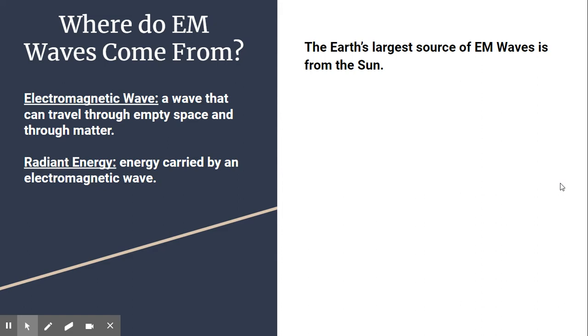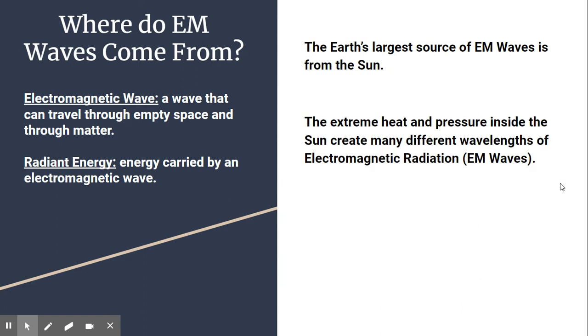Electromagnetic waves that reach the Earth generally come from the sun. It's our largest source of electromagnetic radiation, and that's simply because it's the closest source to us. If you look at all of the stars in the sky, each one of them is producing light, each one of them is giving off electromagnetic waves. But the sun is the closest one to us, and so it generally hits us with the largest amount.